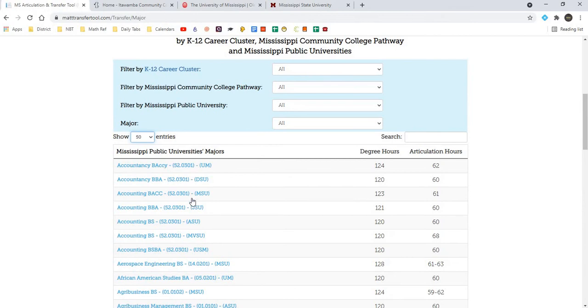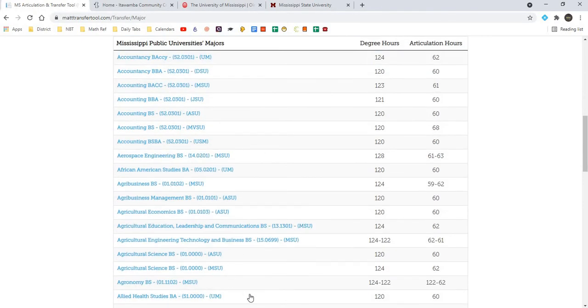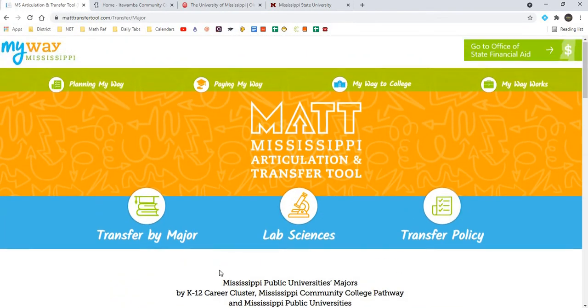Before we start to search anything, I want to point out that it tells you the university out to the side. So you have University of Mississippi, which is Ole Miss, Delta State, MSU, Jackson State, and so on and so forth. So you know what you're clicking on. Like you have two BS degrees, a Bachelor of Science in Agricultural Science, and one is ASU and one is MSU. So just so you know the difference there.